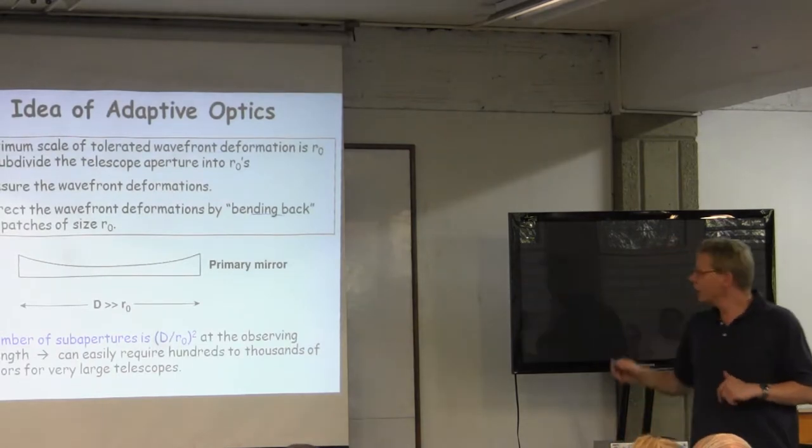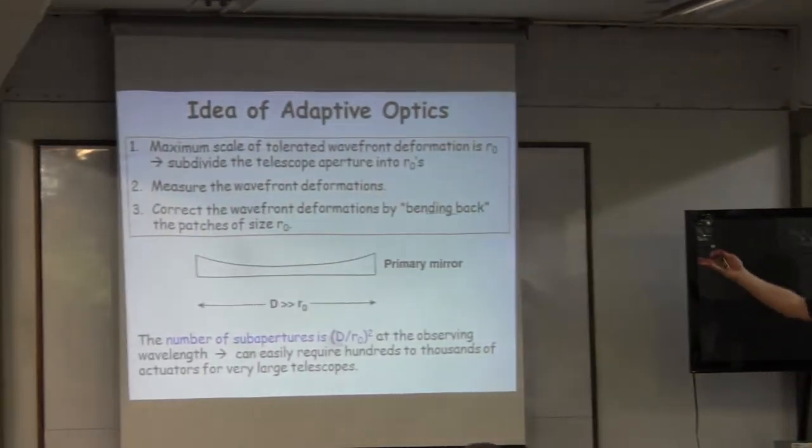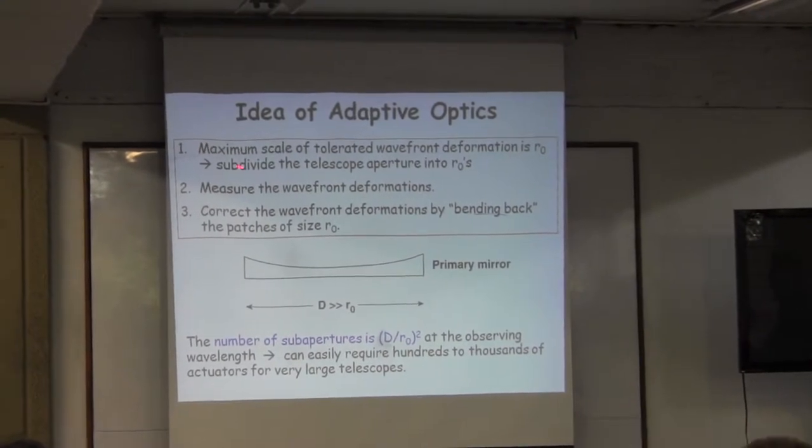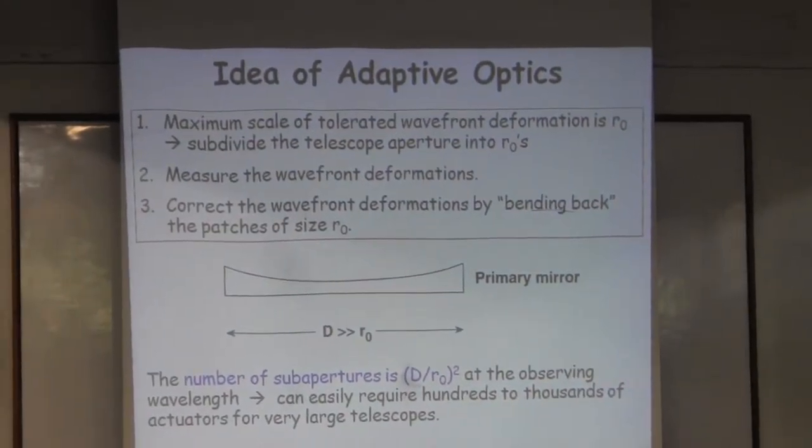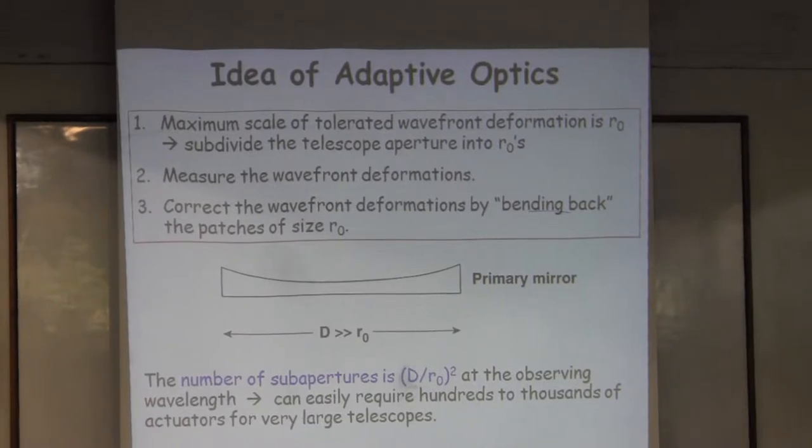Okay, so let me first say what the idea is. Maybe you can have guessed already from the discussion. So if we have a maximum scale, which is in the order of R0, it's a free parameter, where we say this is what we can tolerate as wavefront aberrations. This is where the wavefront is still sort of flat. Then we have to subdivide the telescope aperture into pieces of R0. And then we have to measure somehow the wavefront error and the wavefront deformations. And we'll get information on the local deformations on scales of R0.